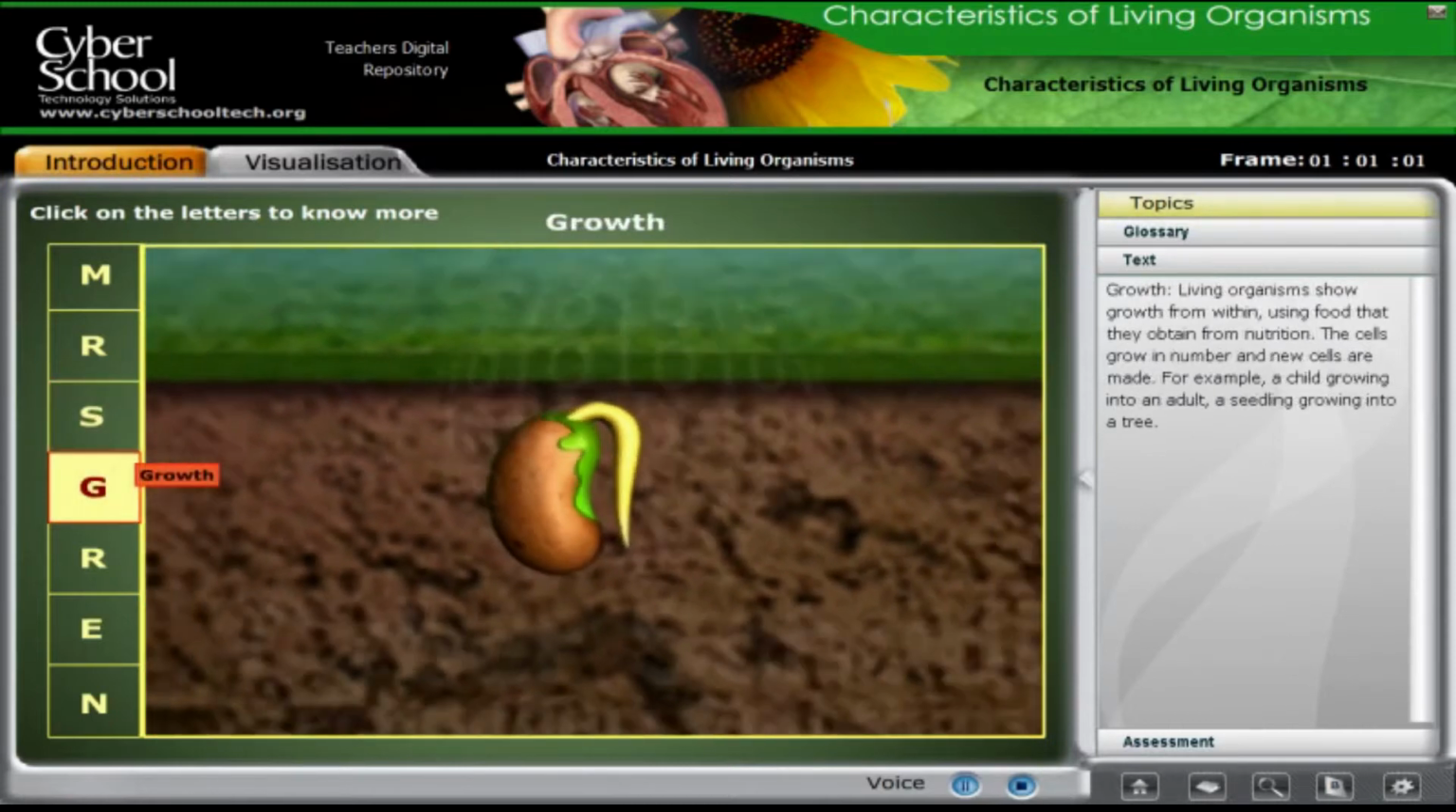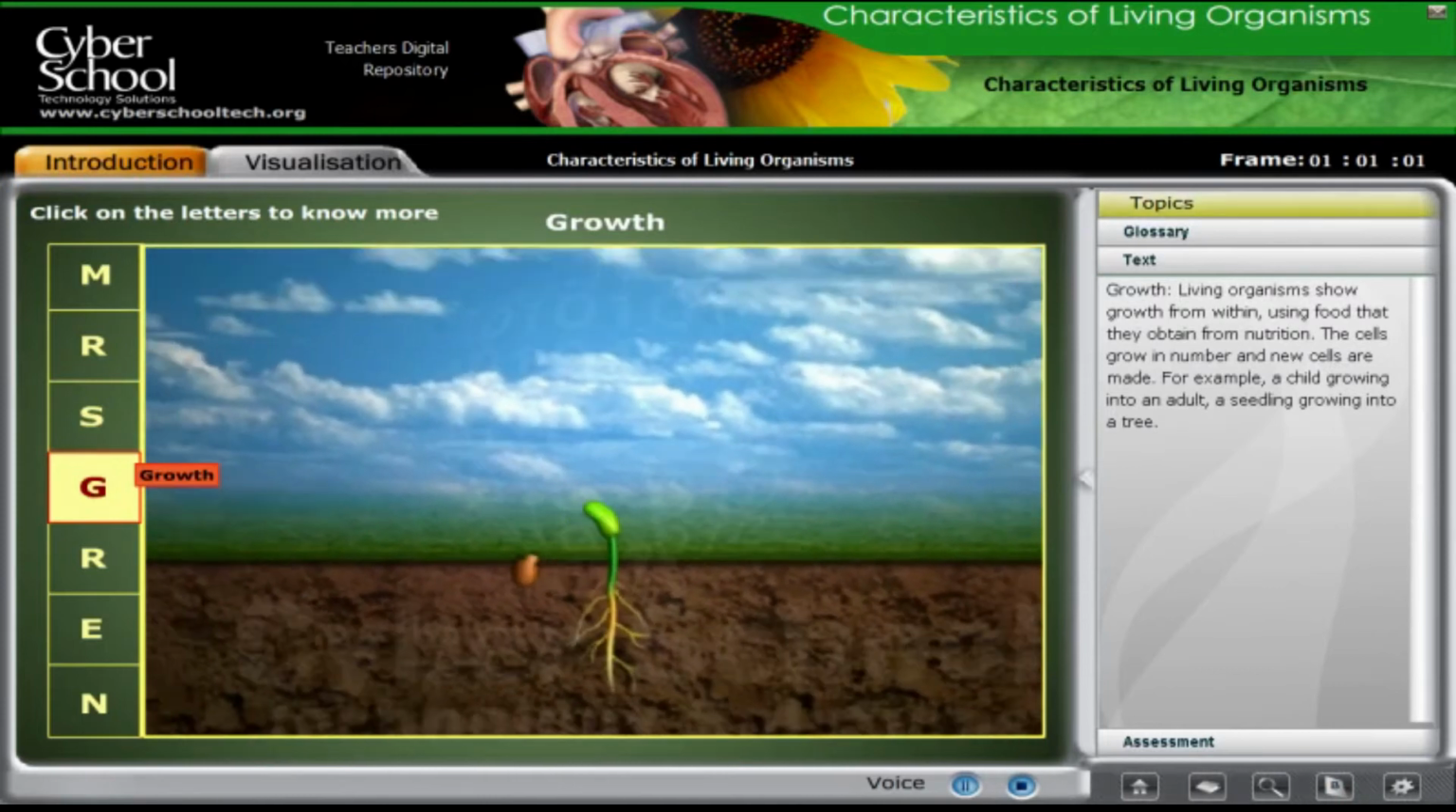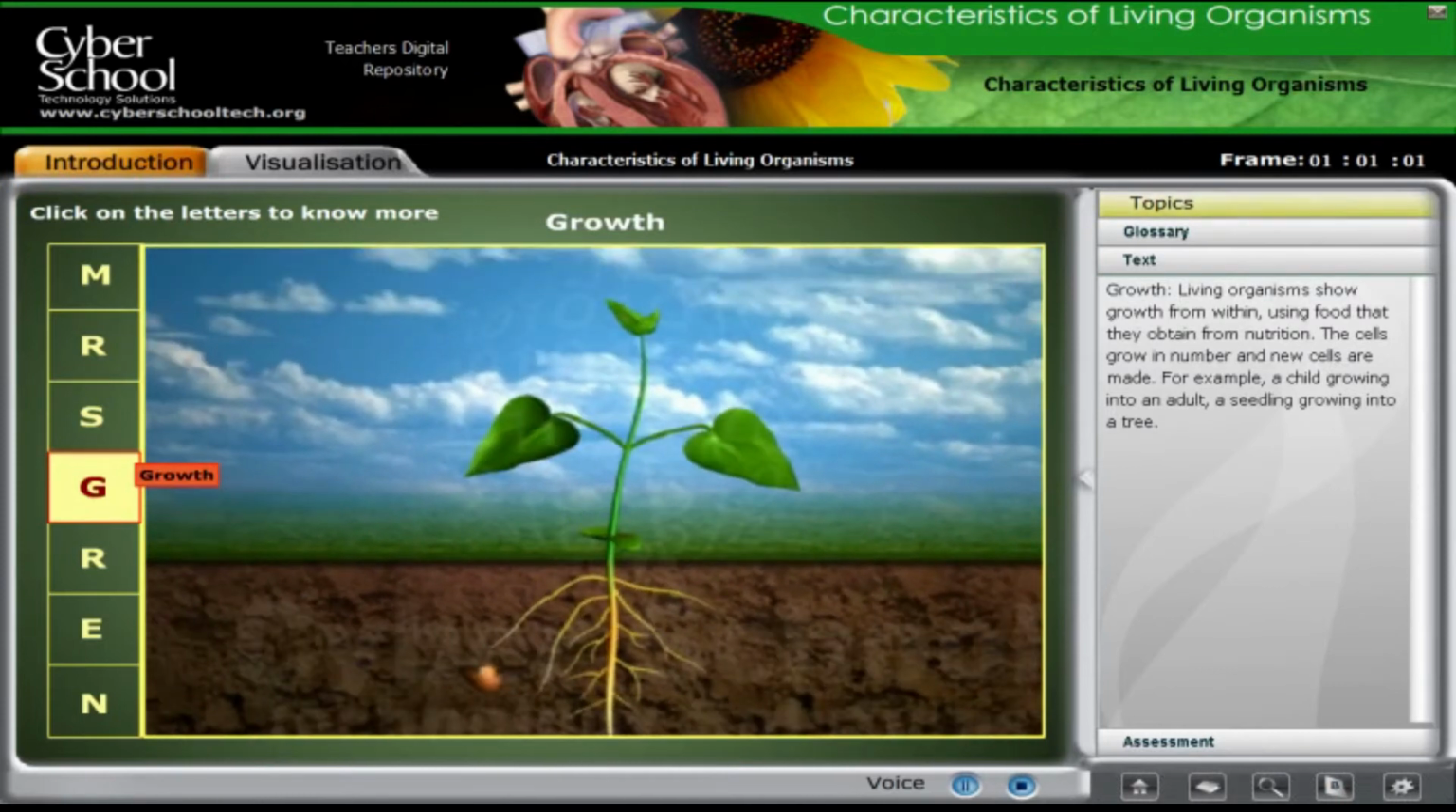Living organisms show growth from within using food that they obtain from nutrition. The cells grow in number and new cells are made. For example, a child growing into an adult, a seedling growing into a tree.